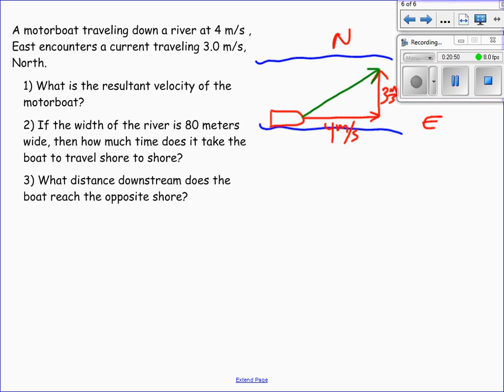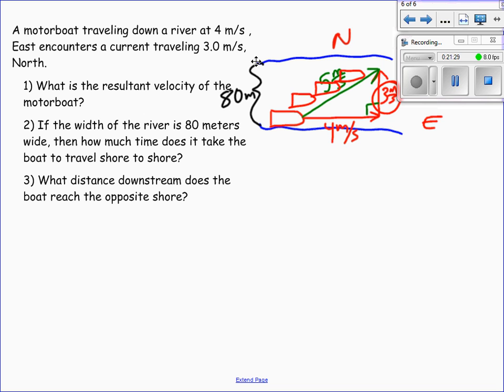And if you know your special triangles, you can figure out that this would be 5 meters per second. If you don't know your special triangles, you could just do Pythagorean theorem, since this does make a right angle right there. Number 2 says, if the width of the river is 80 meters wide, then how much time does it take the boat to travel shore to shore? So basically what it's saying is if the width of the river right here was 80 meters, and as time was going on, this boat started to shift more and more and more to the other side of the shore because of this 3 meters per second. The question is, how much time does it take for the boat to travel to that shore?